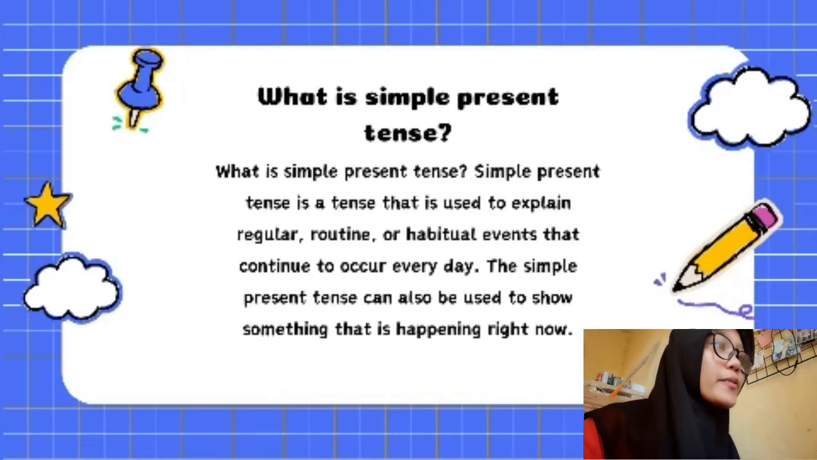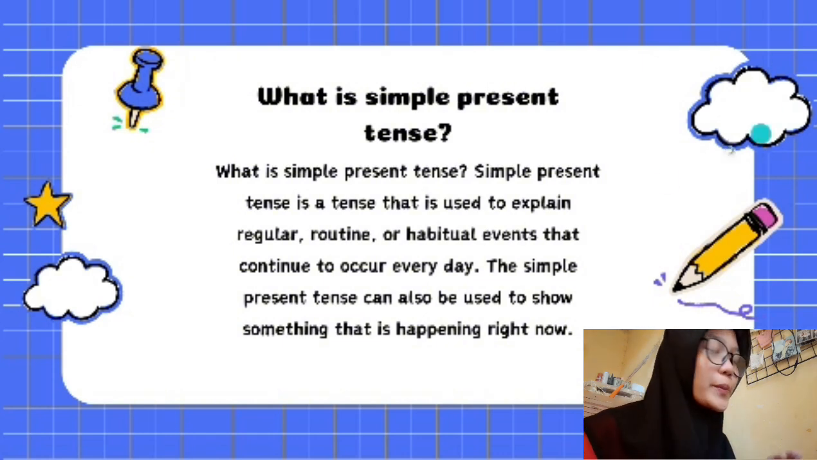First, what is simple present tense? Simple present tense is a tense that is used to explain regular, routine, or habitual events that continue to occur every day. The simple present tense can also be used to show something that is happening right now.